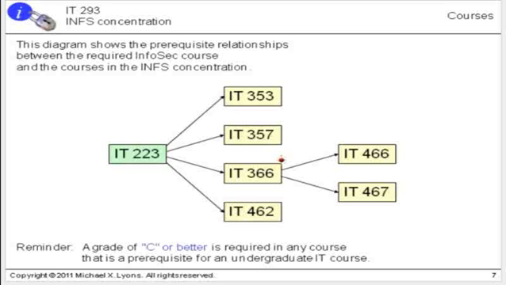While we're here, I'll just mention that the current plan is that we will alternate IT 466 and IT 467. IT 466 will typically run in the spring semesters, and IT 467 will typically run in the fall semesters.